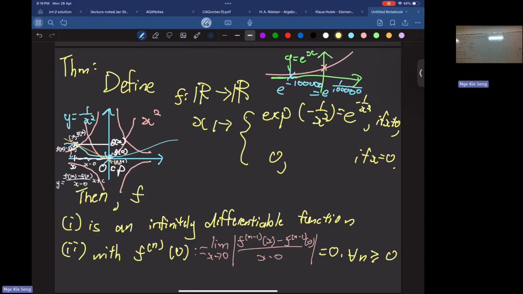Once you see the pattern, then you can try to generalize to n plus 1. Okay. Good. Thank you.